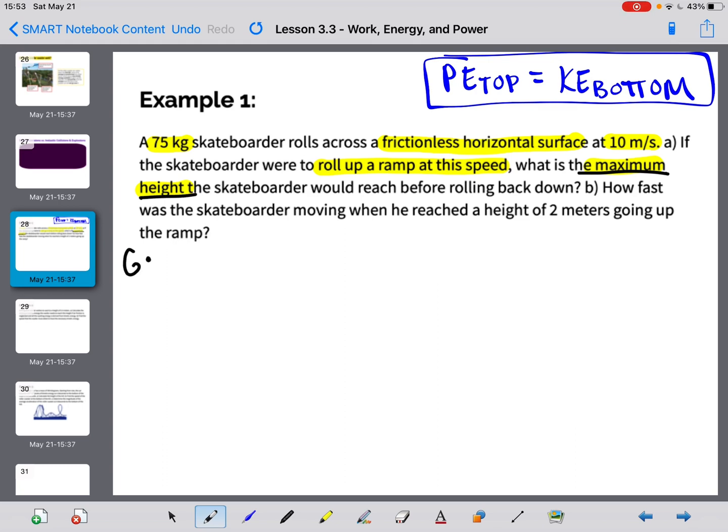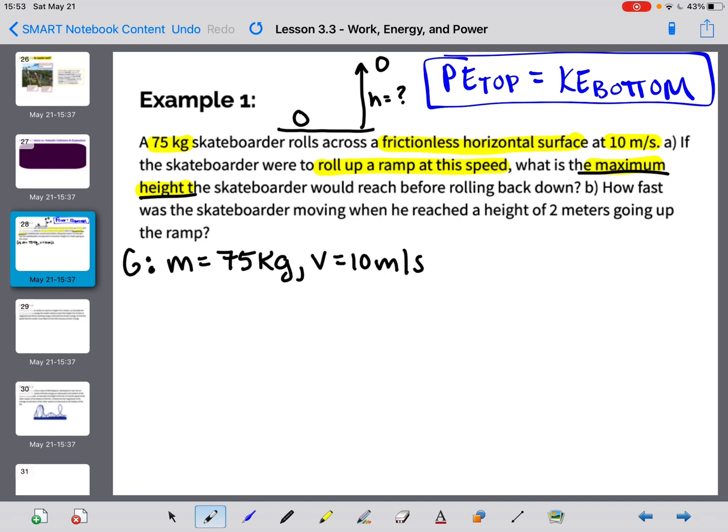So let's list out our givens. So we have mass is 75 kilograms. So if you were wondering what does that picture actually look like, think of it as a ball, right? So this person is on some flat horizontal surface, and then they're asking, well, what happens if the ball is up here? You know, what would be this height value? Okay, so they say the velocity is 10 meters per second. My unknown is h.